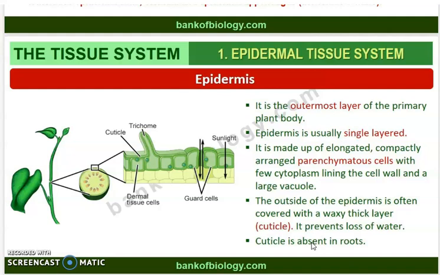I hope you remember the simple tissues which we learned, that is parenchyma, collenchyma and sclerenchyma. After this part, we will be using those terms again and again, right? So this epidermis is made up of elongated, compactly arranged parenchymatous cells. And how are the cells? They will have few cytoplasm which is lining the cell wall and a large vacuole. The outside of the epidermis is often covered with a waxy thick layer which is called cuticle. And why is this cuticle present? It will prevent the loss of water. And cuticle is absent in the root portion.